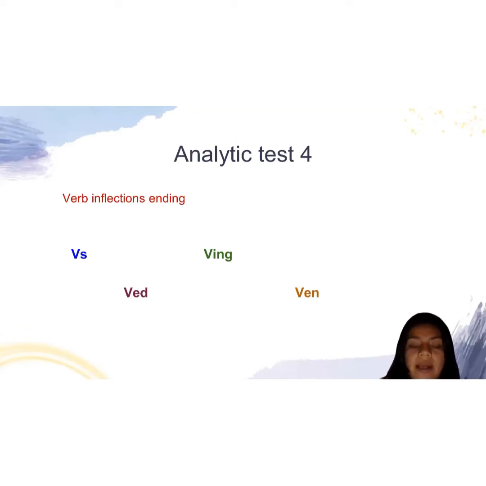There are 3 analytic tests to know if a word may be a verb. Analytic test 4. A word may be a verb if it can take all the inflections or some of them. For example, s as in plays, ed as in played, ing as in playing, en as in taken.